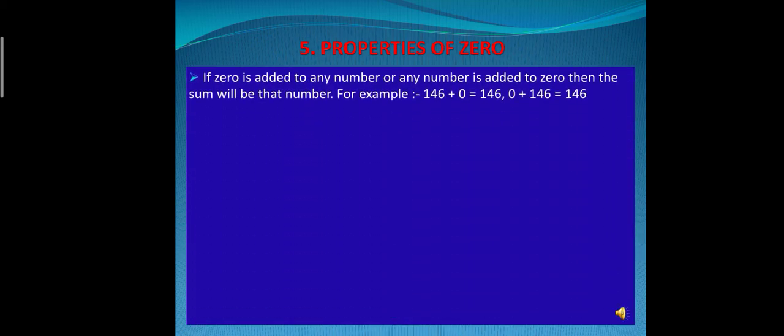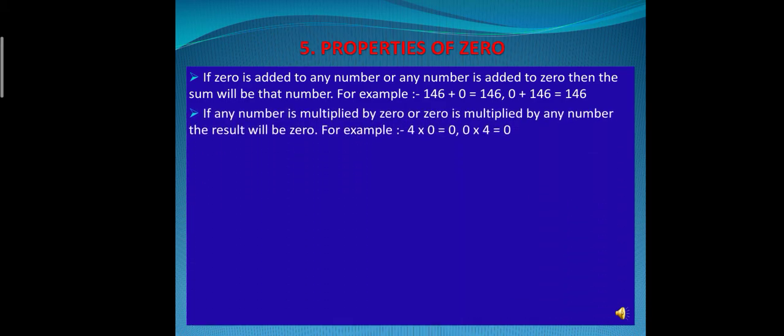Now we will discuss the properties of 0. The first property of 0: if 0 is added to any number, or any number is added to 0, then the sum will be that number. For example, 146 + 0 = 146. 0 + 146 = 146. Second property: if any number is multiplied by 0, or 0 is multiplied by any number, the result will be 0. For example, 4 × 0 = 0. 0 × 4 = 0.